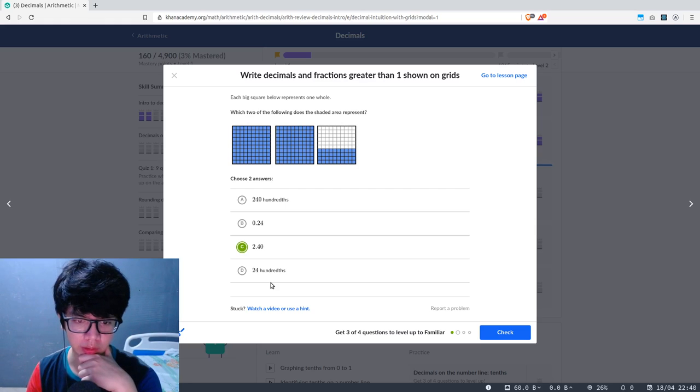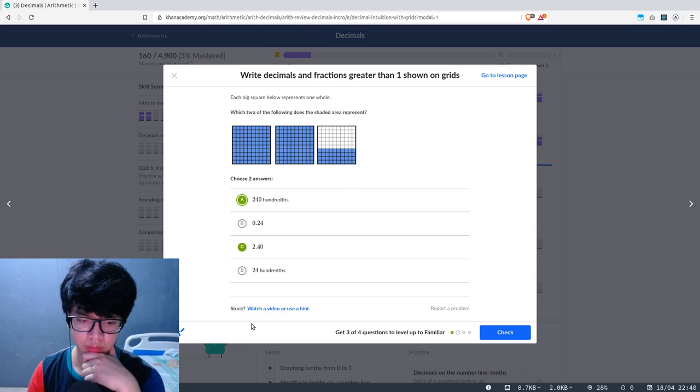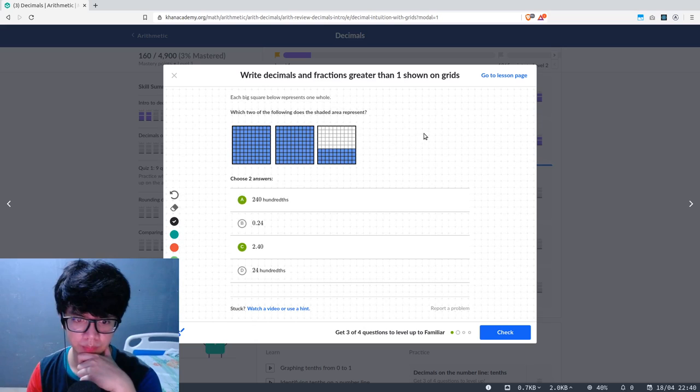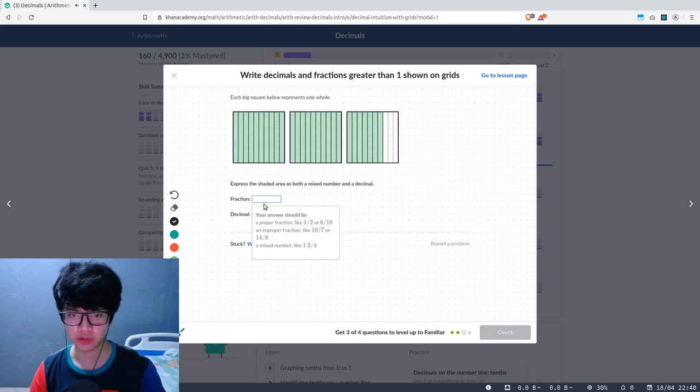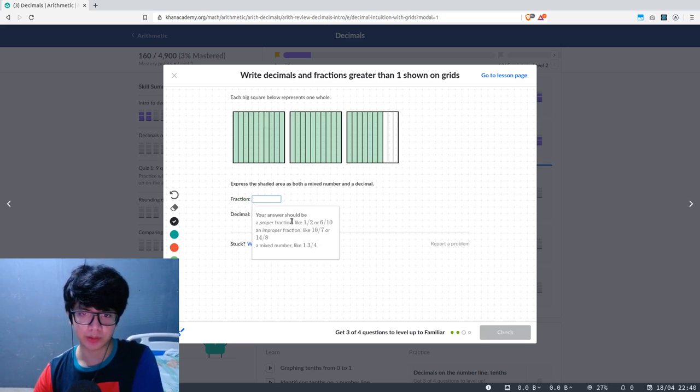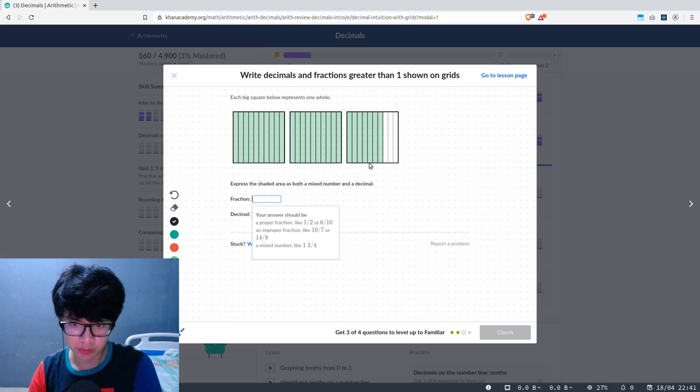That's hard. 240 hundredths. Where did this one come from? If I say 240 hundredths, this is 800, right? It's pretty confusing. Each big square below represents one whole. 2.1, fraction 7 over 10.